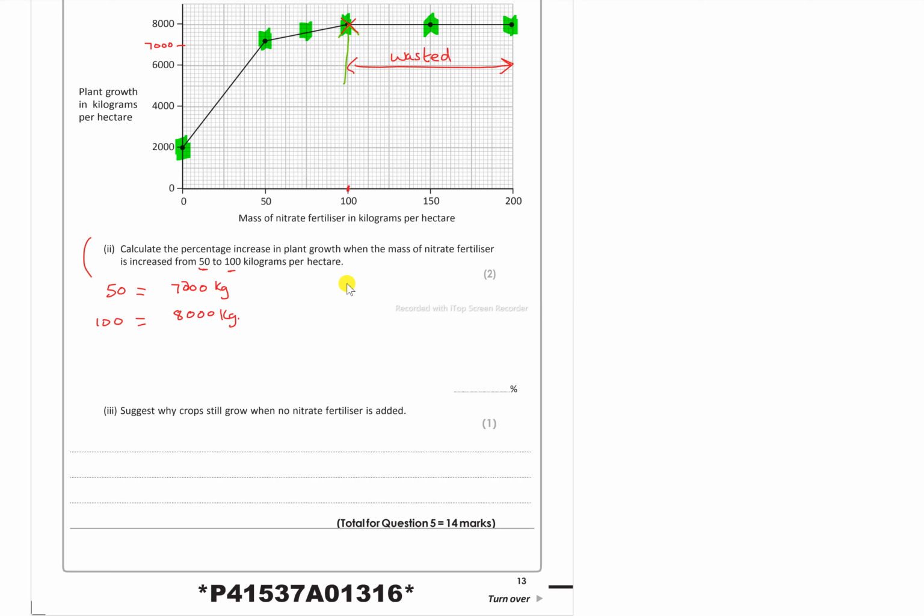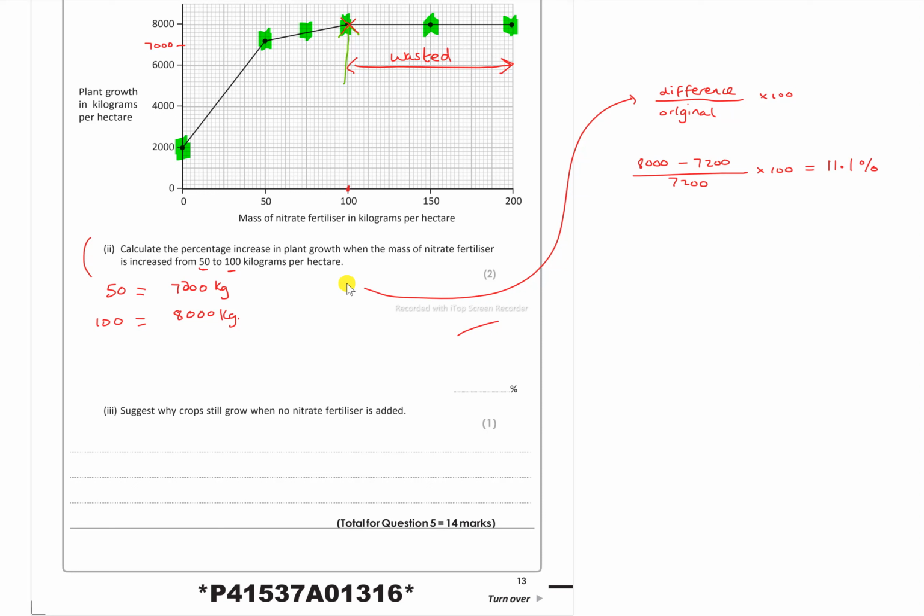So now, can you remember the formula for it? It's the difference between the two divided by the original value times 100. So the difference is 8,000 minus 7,200, divided by the original number, which was 7,200, and then we have to multiply it by 100, and our answer is about 11.1%. So that was a simple maths question.